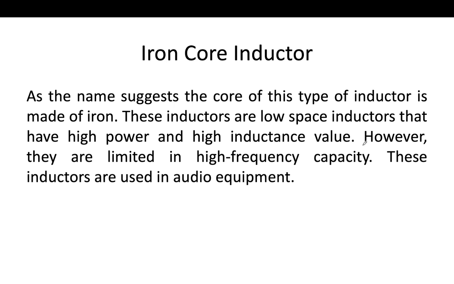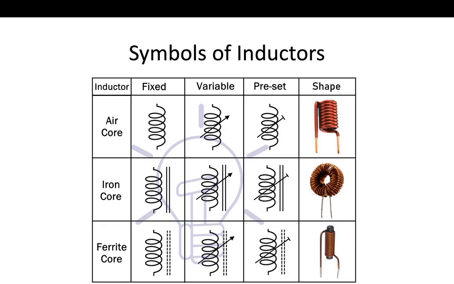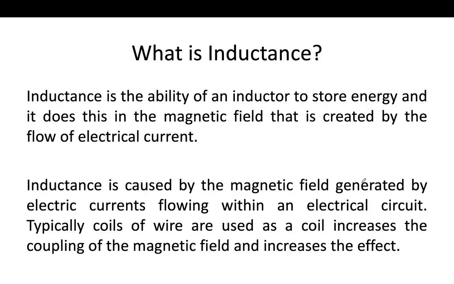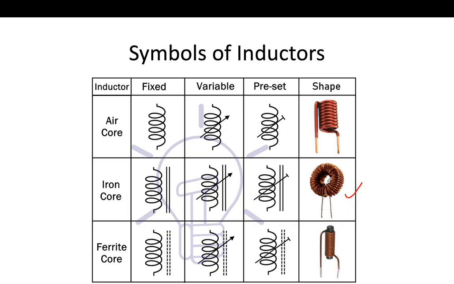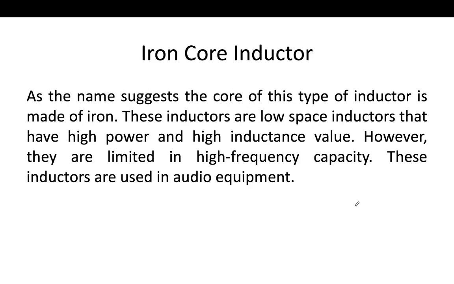We will talk first about the iron core inductor, that is this one, the second one, which is round in shape with a wire coiled around it and two legs. As the name suggests, the core of this type of inductor is made of iron. These inductors take low space, and have high power and high inductance value. However, they are limited in high frequency capacity. These inductors are used in audio equipment.